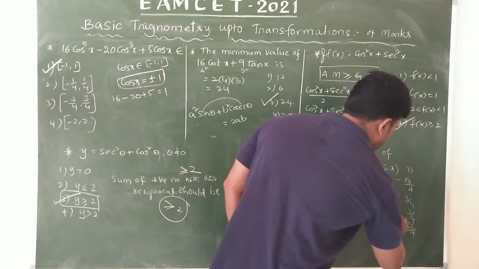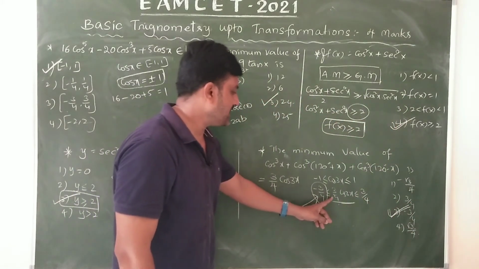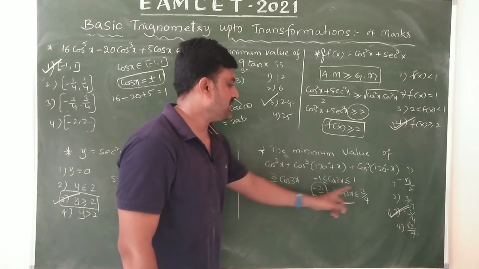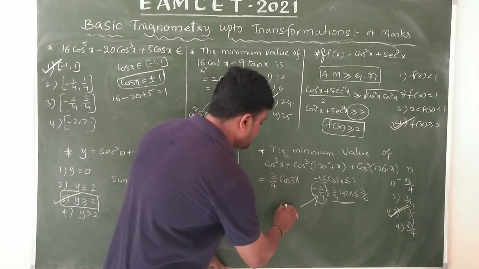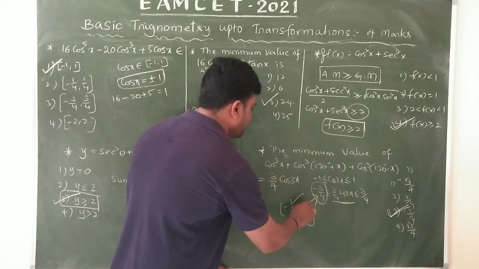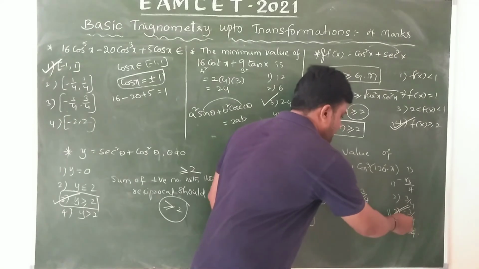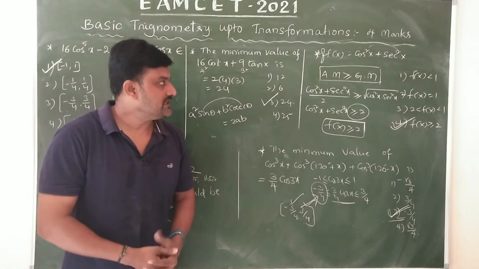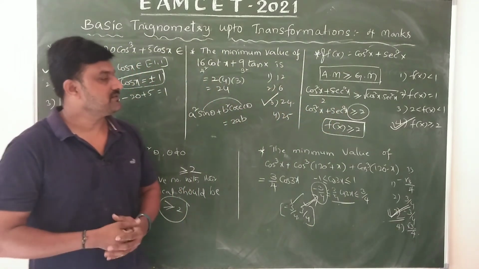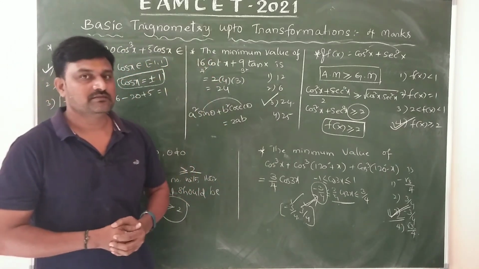So the third one. Now it is the maximum value. Actually the range means minimum and maximum. The range is nothing but -3/4 comma 3/4, where one is the minimum and the other is the maximum. Now the third one is the option. Okay, these are the problems of our trigonometric transformation problems. Okay.